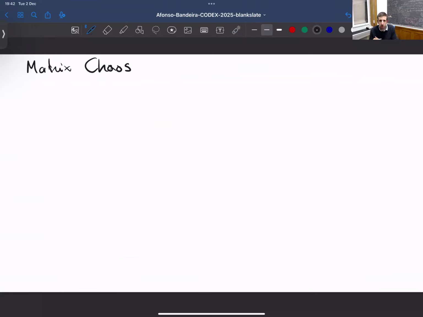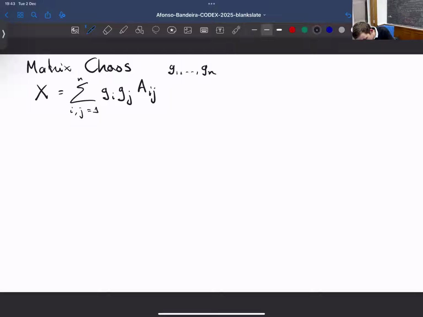And I'm going to do it for degree 2, but what I'm going to do works for any degree. So let's write it like this. I have X equals the sum, there'll be two summands, say i and j from 1 to n, and I have g_i, g_j, a_ij, where the g's are now my IID. And let's say no i is the same as j, what we call square free, or diagonal free.